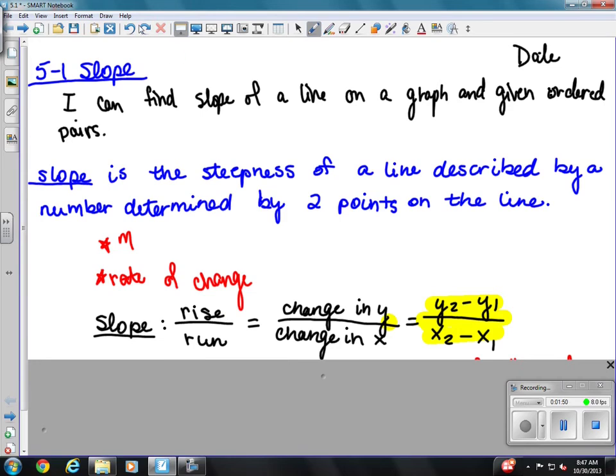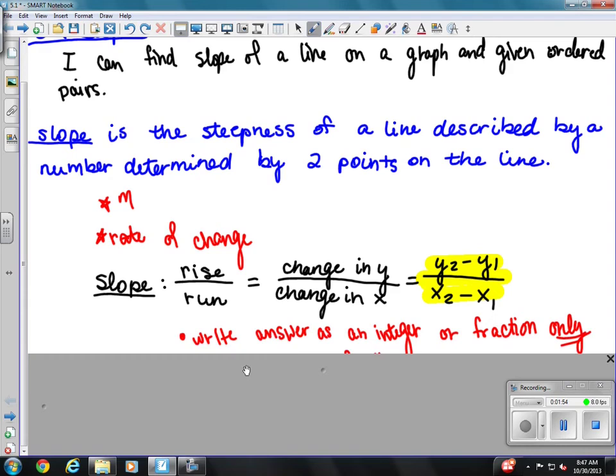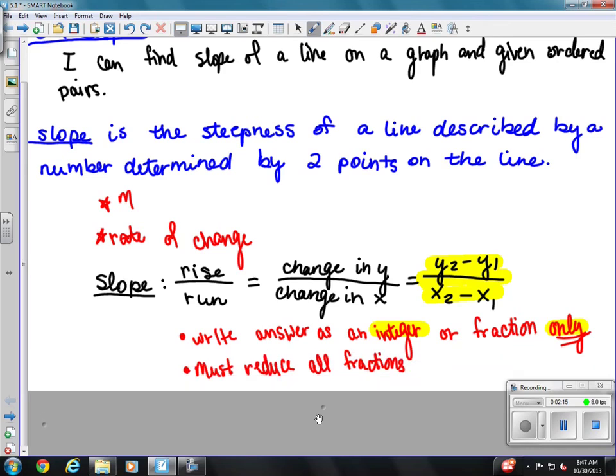Okay, now when it comes to actually writing slope for our answer, there's a couple of things we need to remember. We have to write our answer as an integer, and remember integers are all whole numbers and their opposites, or a fraction. That's the only way we can write our answers for slope, just as an integer or a fraction only. And if we do have a fraction, then we need to make sure that we reduce our fractions. We want them in their simplest form.